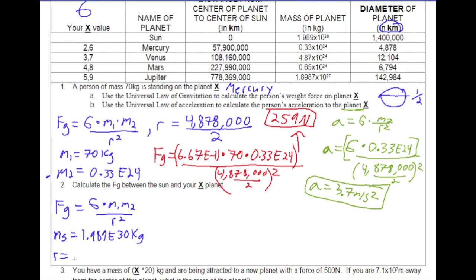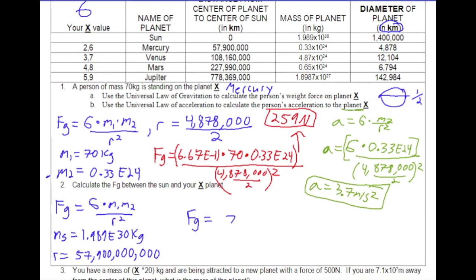And that's going to be 58,900,000. But we need to realize that this is in kilometers. So since it's in kilometers, to convert it to meters, I'm going to go ahead and tack on 3 more zeros. And when I'm tacking on 3 more zeros, that just means that I'm multiplying by 1,000. Next, I'll plug this into my equation.